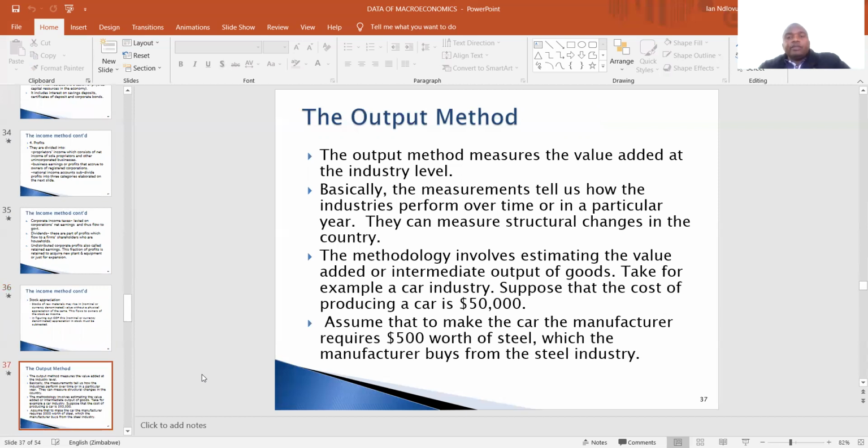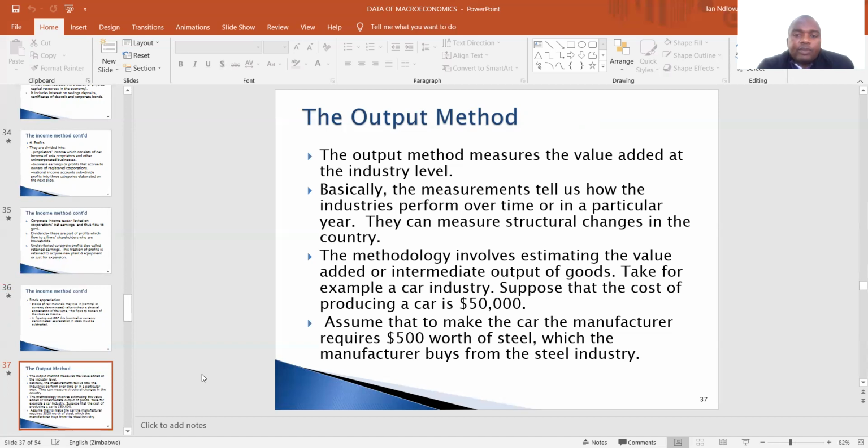And then the output method. The output method is also called the value-added approach. Basically, the measurements tell us how the industries perform over time or in a particular year. They can measure structural changes in the country. The methodology involves estimating the value-added or intermediate output of goods.